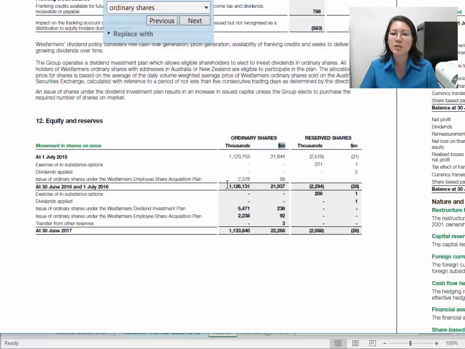So I need to express my number of ordinary shares in millions of shares. So I need to make sure my denominator and my numerator are going to be the same, because in my financials, I'm comparing the dollar figures to this number of ordinary shares.